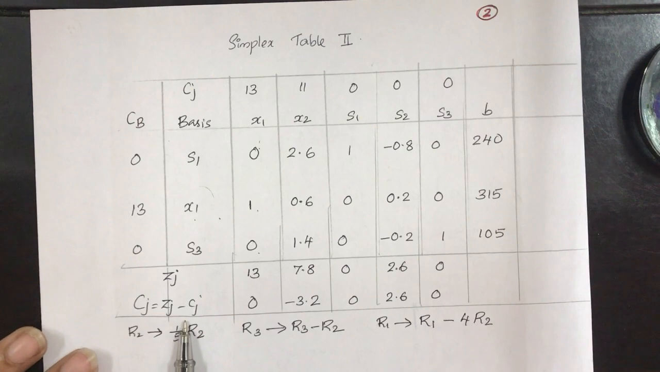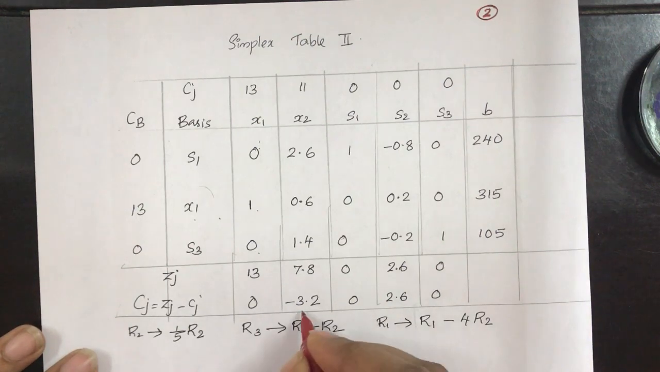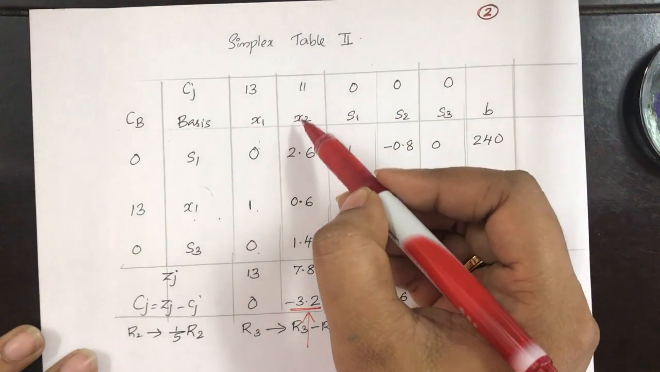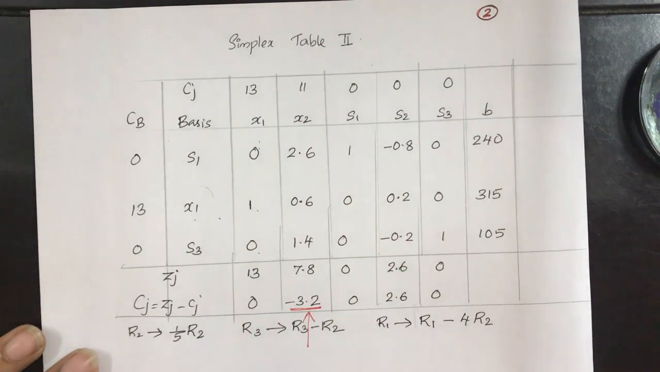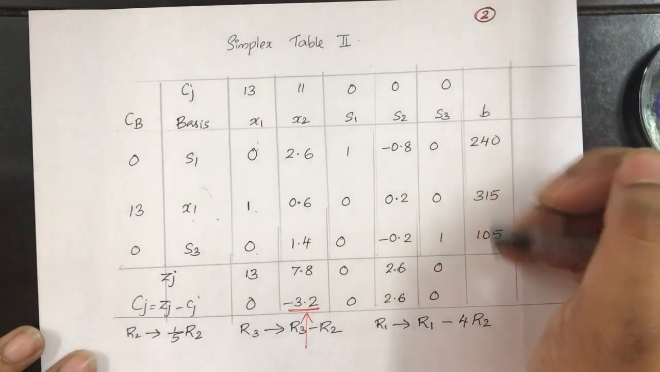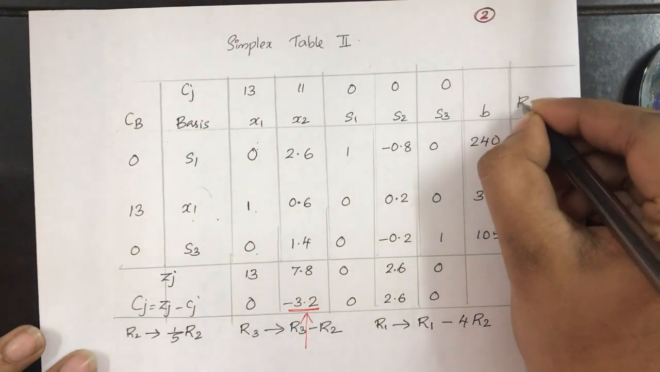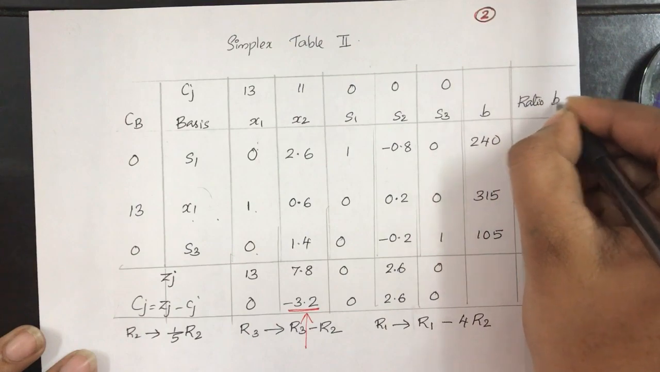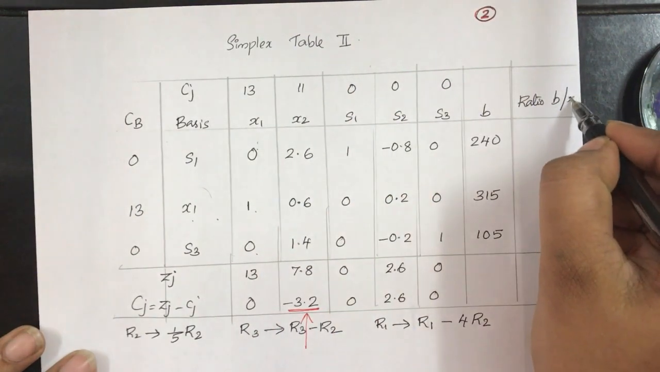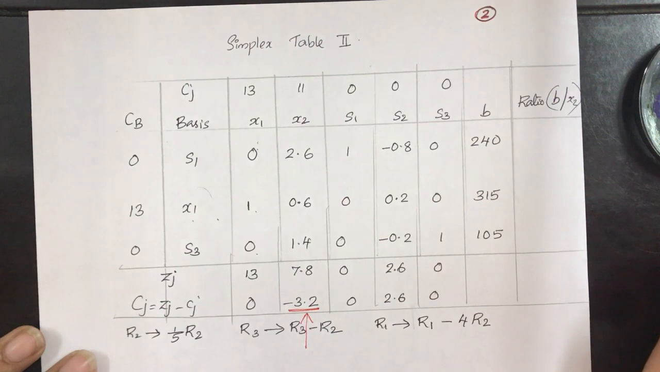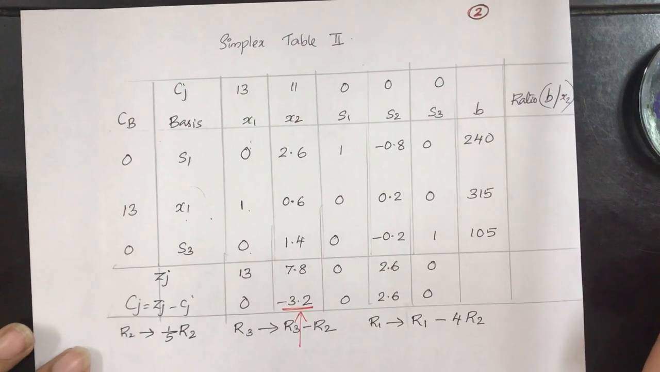Again Zj minus Cj there is a negative value. For optimal solution all Zj minus Cj values should be greater than or equal to 0. Here again we got a negative value. So next incoming variable will be x2. Now to find out the outgoing variable we need to find out the ratio. Ratio is equal to b divided by values in the x2 column.